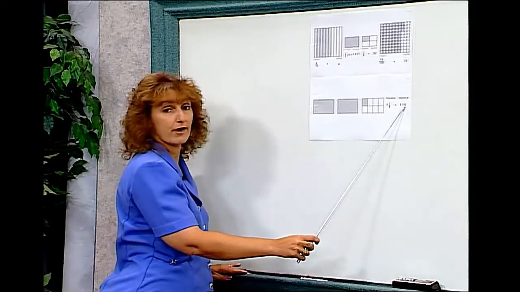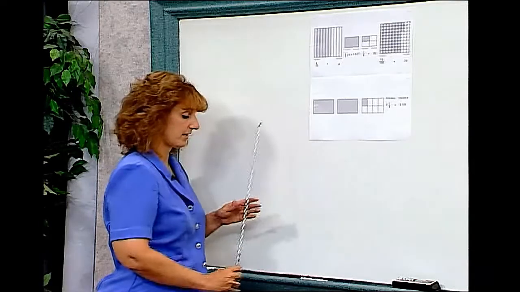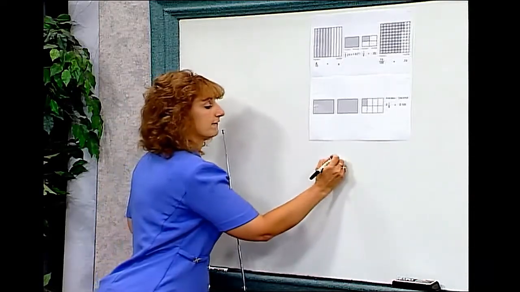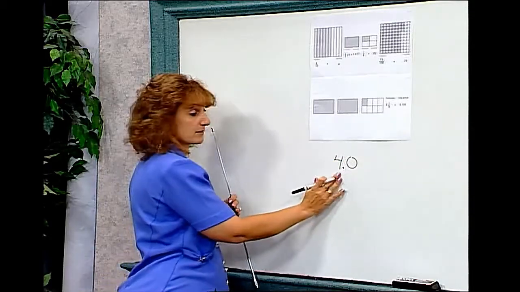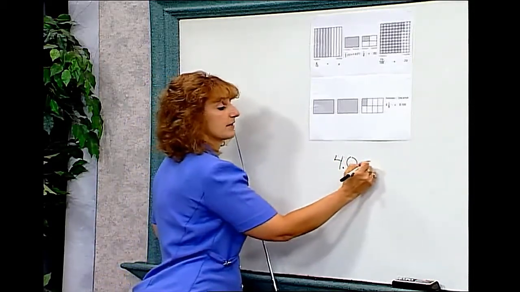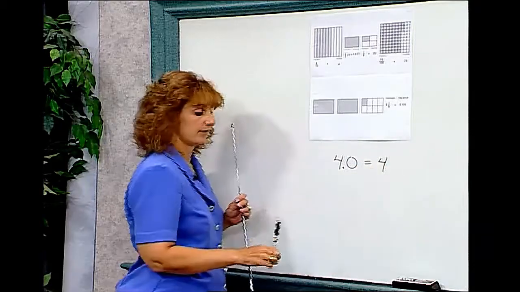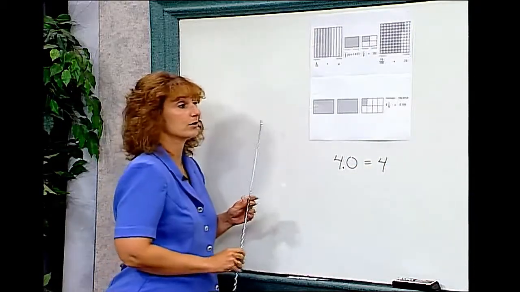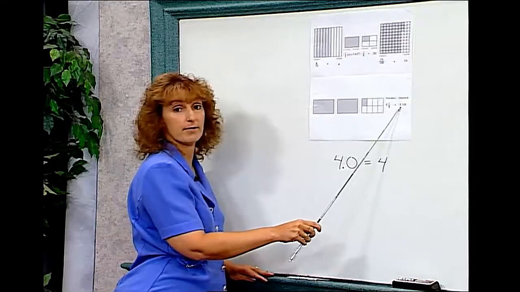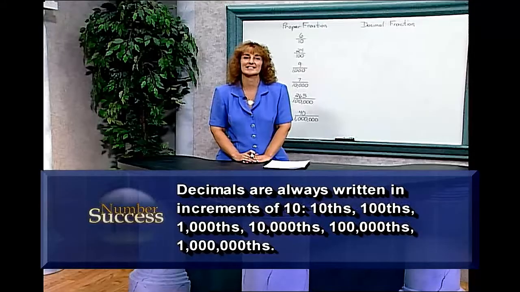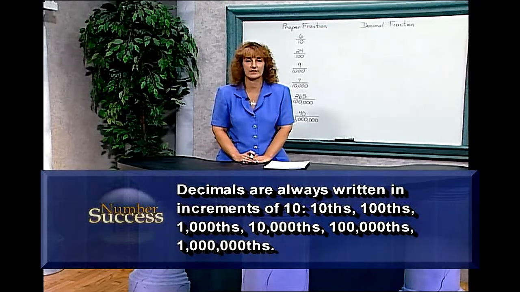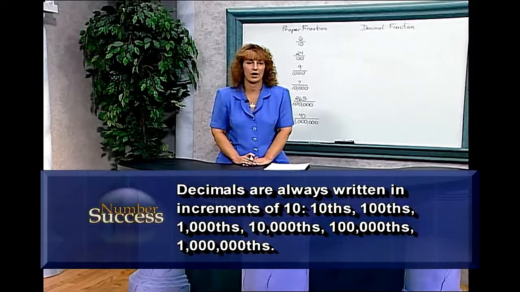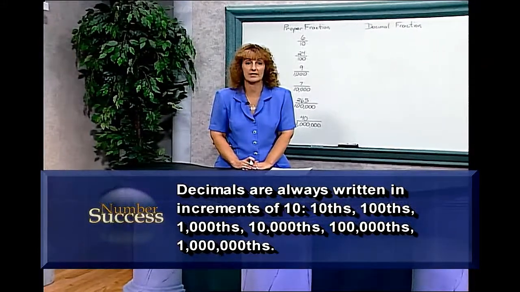Please remember, if you're writing a whole number, for example, if you were writing 4.0, you can drop the decimal and the 0 and just make that a 4. But if we have a decimal and a whole number part, it is separated by the decimal point. Decimals are always written in increments of 10. Tenths, hundredths, thousandths, 10,000ths, 100,000ths, 1,000,000ths.